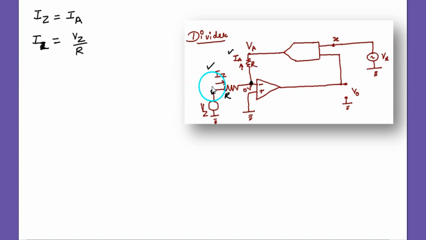Now here the voltage is Vz, here the voltage is 0, the potential difference is Vz minus 0, and the resistance is R. So Iz becomes Vz minus 0 upon R. Now the current Ia along this resistor R: at this point the voltage is 0, at this point the voltage is Va, so the difference is 0 minus Va divided by R, and that becomes Ia. Ia and Iz are equal.